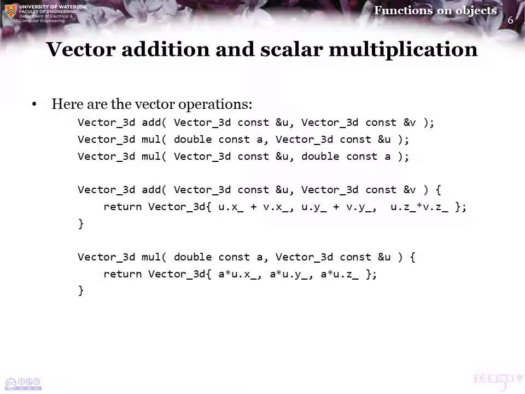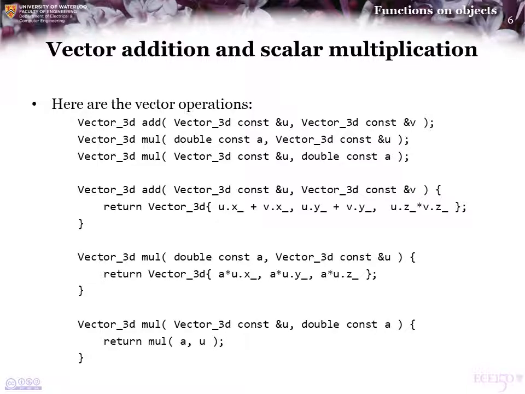Now, you may want to write down, for some reason, a vector times a scalar, but that's equal to a scalar times a vector. So if you wanted to write it in the other order, well, the easiest way to implement this is just to call the function with the arguments in the opposite order, because we've already implemented that.